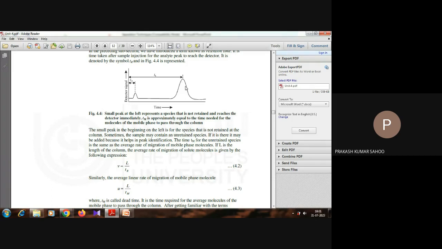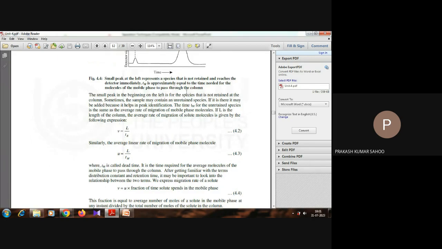This peak is for the one where the retention time is more than the first peak. Then, if L is the length of the column, the average rate of migration of solute molecules is given by the following expression.